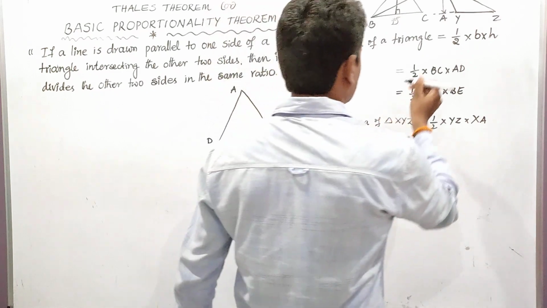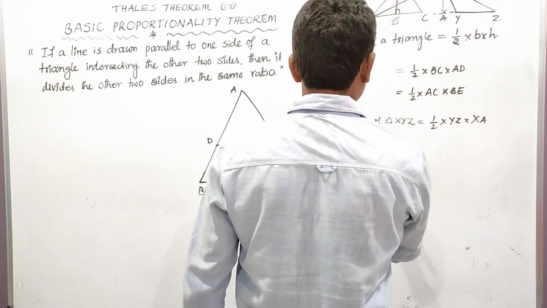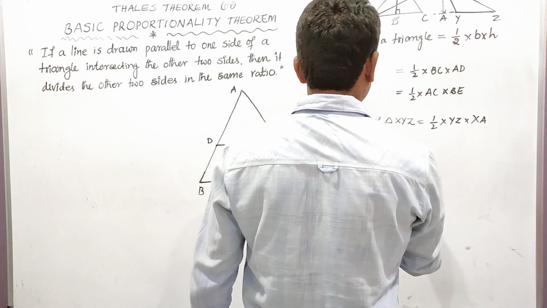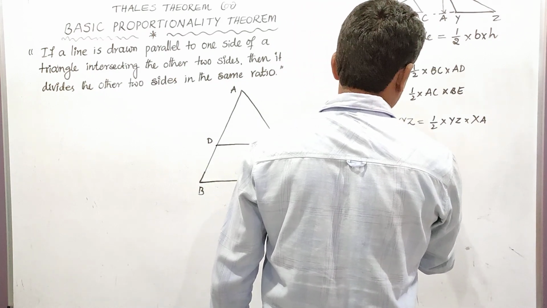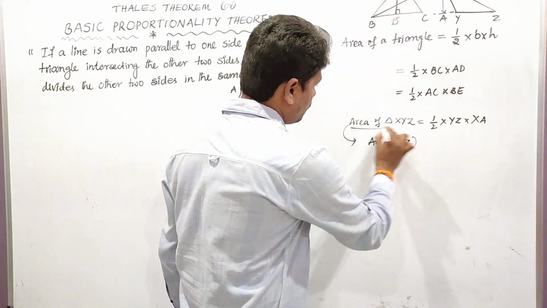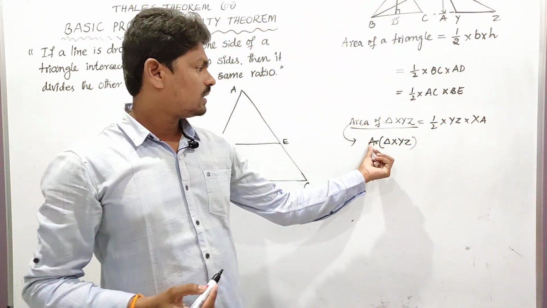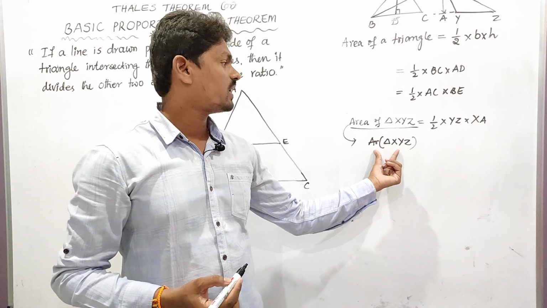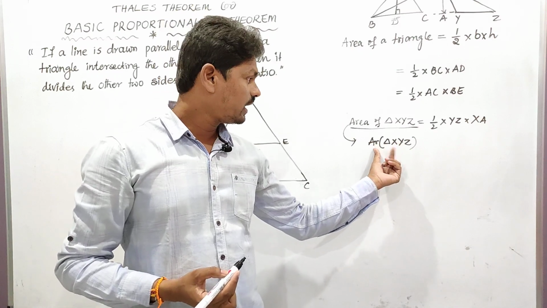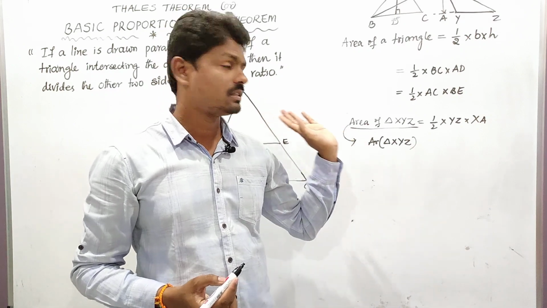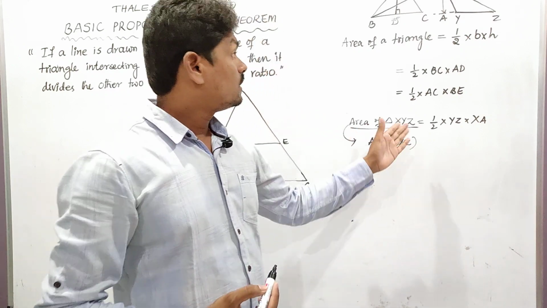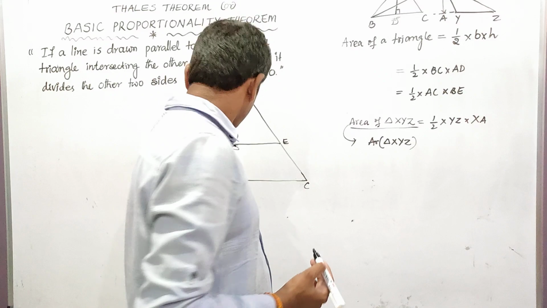So see student, instead of writing area of triangle XYZ every time, we use this symbol. Instead of writing all these words, we use this symbol to denote the area of triangle XYZ. We use this denotation to write the area of triangles. So that's all, student. This is about the area of a triangle.